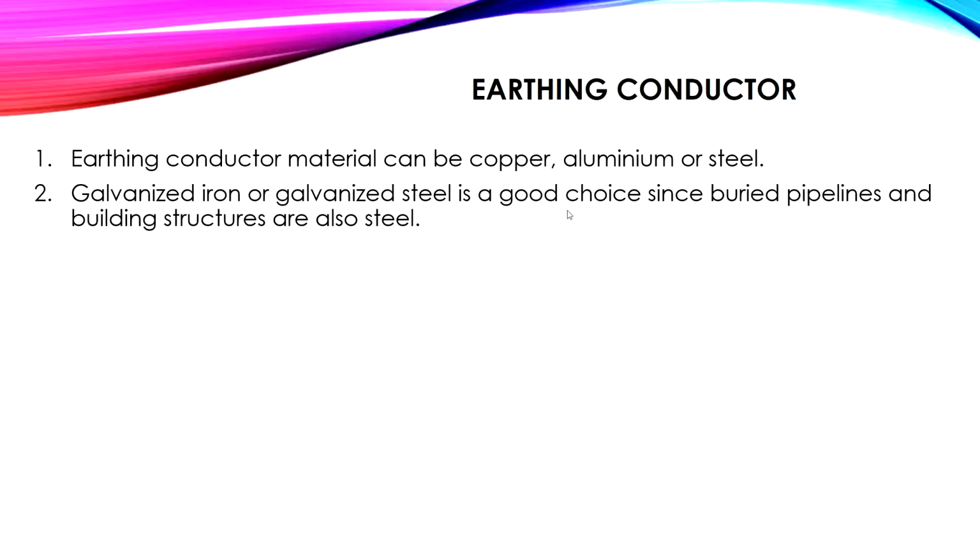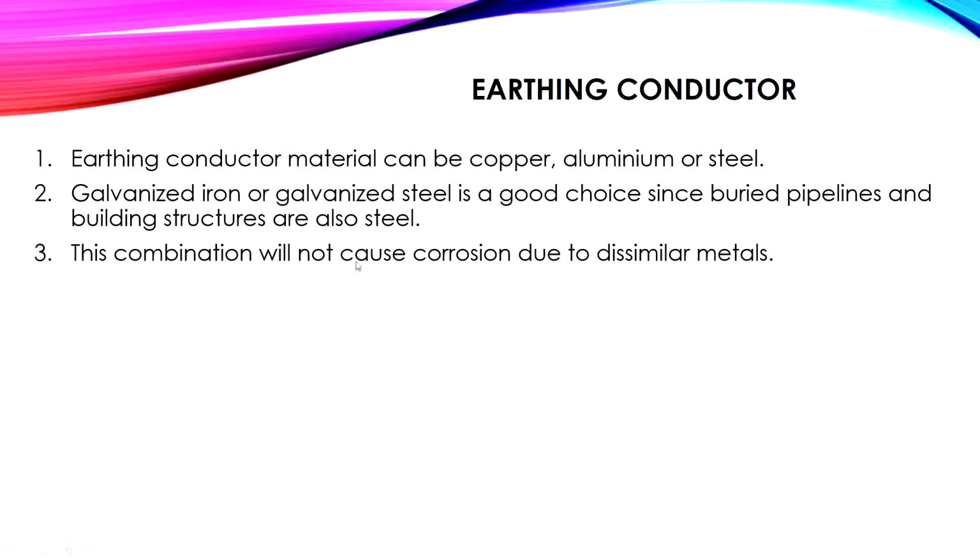So in order to prevent the corrosion of the material, we said that the earthing conductors and the electrodes should have the same material, okay? And you see that these conductors pass through the building structure, so they all should have the same material. This combination will not cause corrosion due to dissimilar metals. When we are using galvanized steel for all of our materials, there will not be any corrosion due to the absence of difference in potential between them.